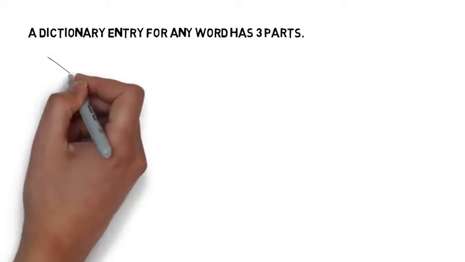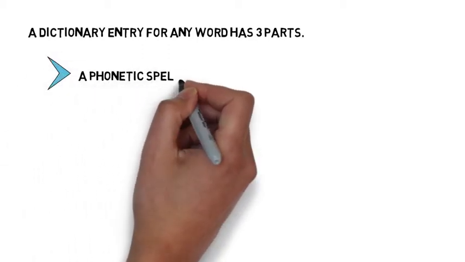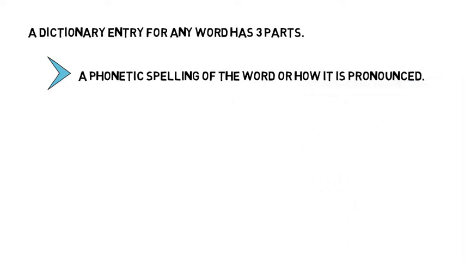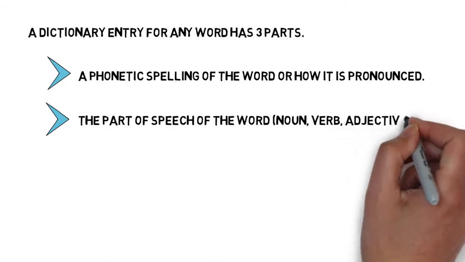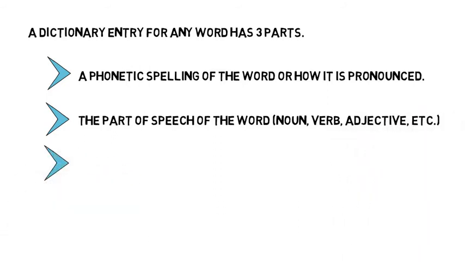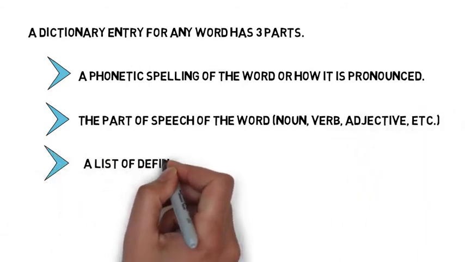A dictionary entry for any word has 3 parts: a phonetic spelling of the word, or how the word is pronounced, the part of speech of the word, noun, verb, adjective, etc., and a list of definitions.